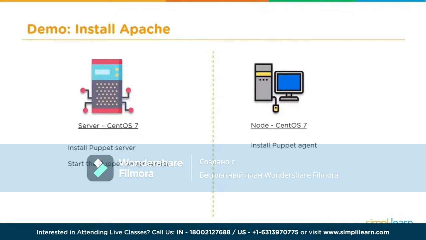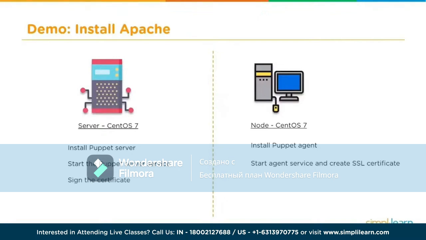We then shift over to our node or the client machine and we'll install the Puppet agent service. We will then start this service too. And the minute you start the Puppet agent service, an SSL certificate is created. So this certificate will have the host name of your node attached to it. And this is how the master or the server will recognize this certificate and then it'll sign this certificate.